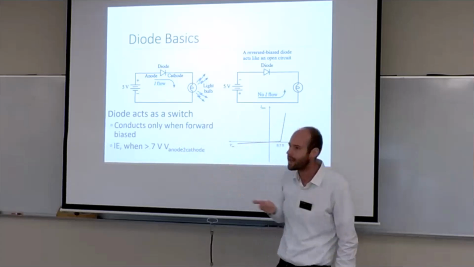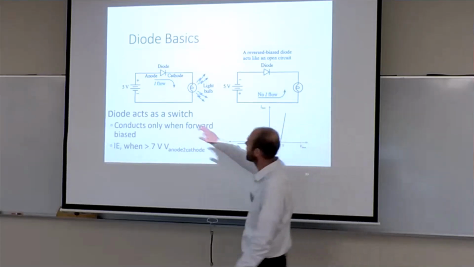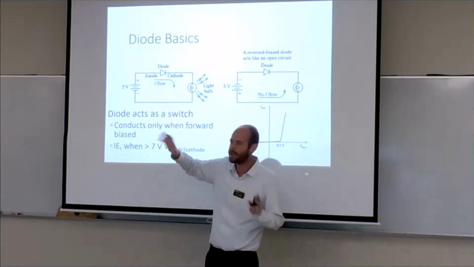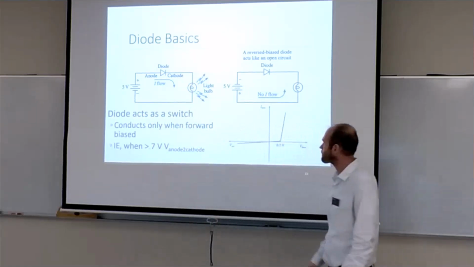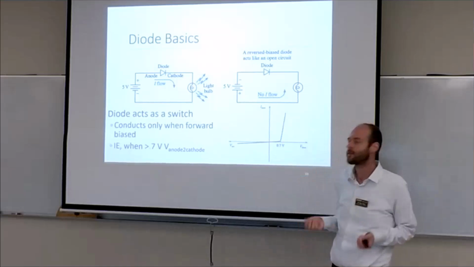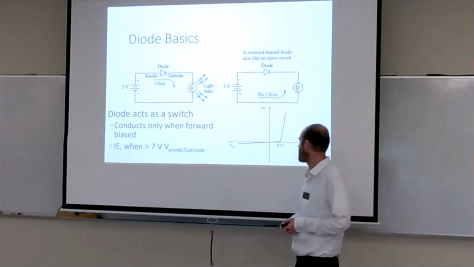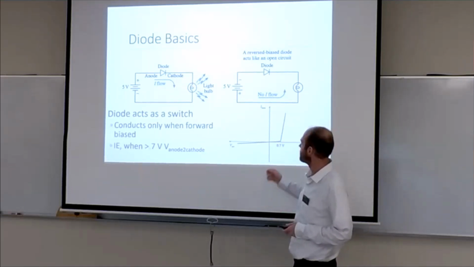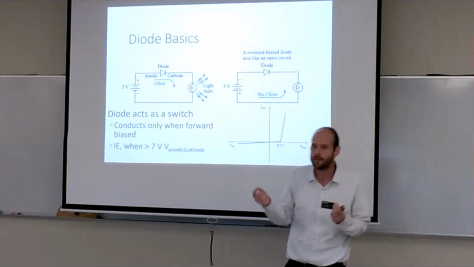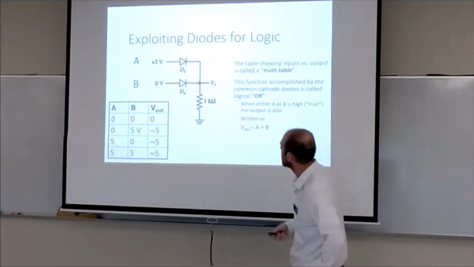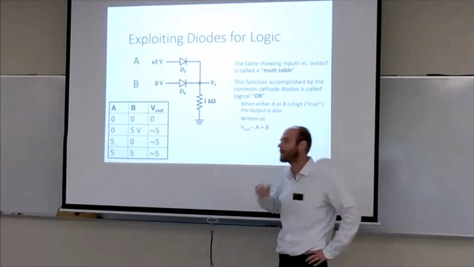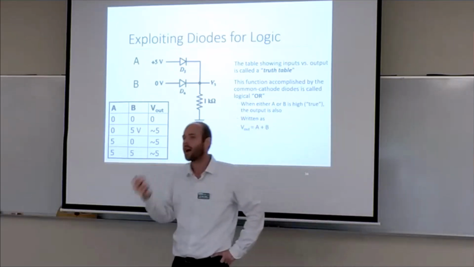Kind of like a one-way current valve of sorts. It allows, outside of breakdown conditions, current to flow in one direction, and stops current from flowing in the other direction. So if it's connected in reverse, it does not allow that current to flow. Exactly. So we can exploit diodes to create logic.